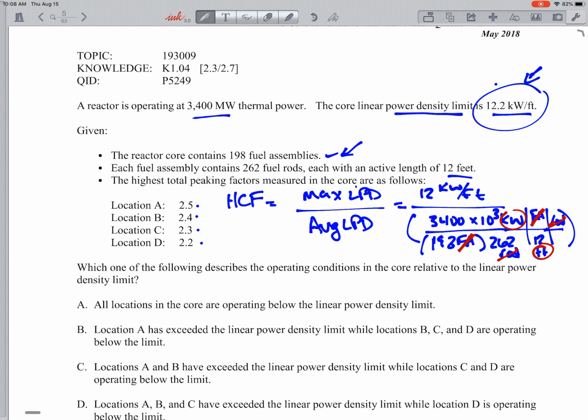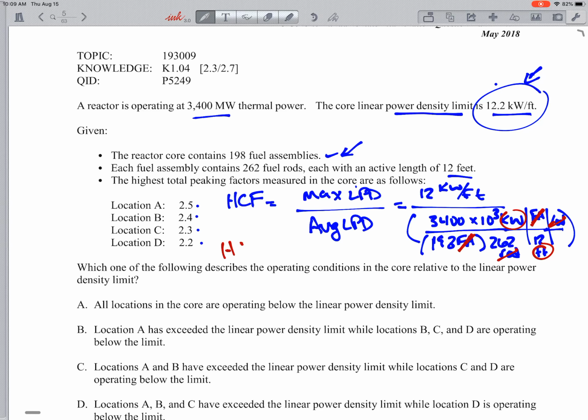So I'll just do that whole calculation right here. 12 kilowatts divided by 3,400 times 1,000, divided by 198 times 262 times 12. That should get me my maximum hot channel factor, and that is going to be 2.19. Oh, I made a mistake, sorry. One sec. It's not 12 kilowatts, it's 12.2. That gives 2.234.